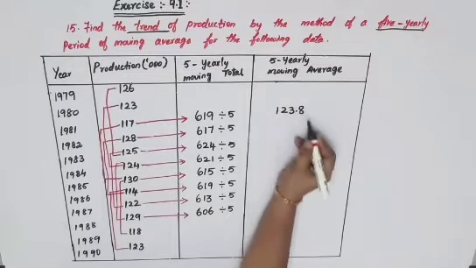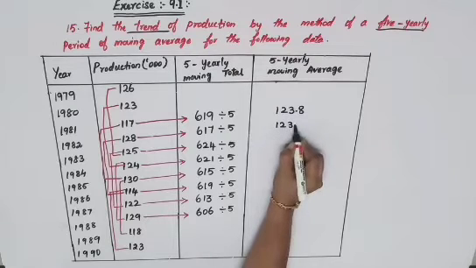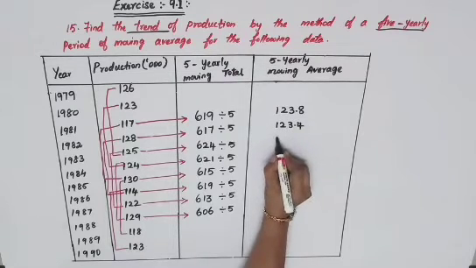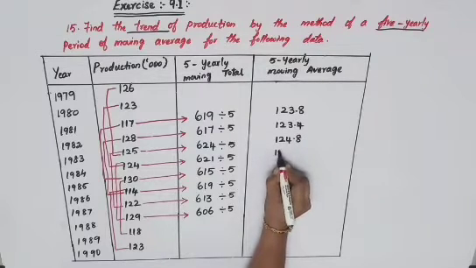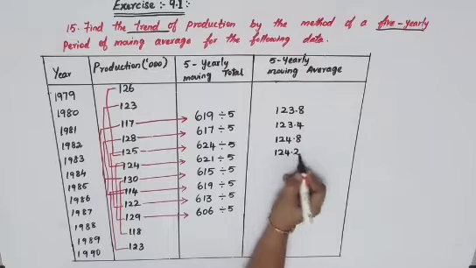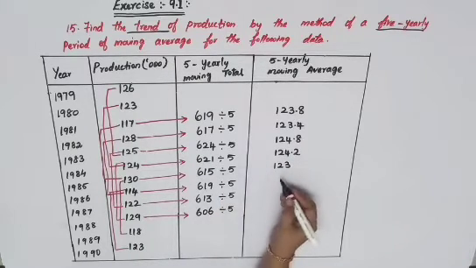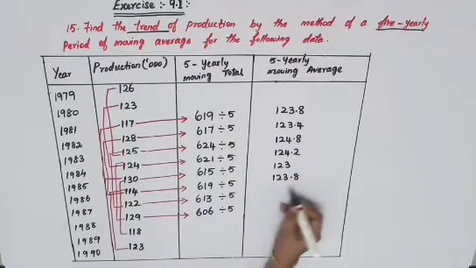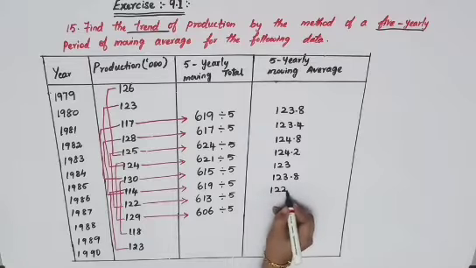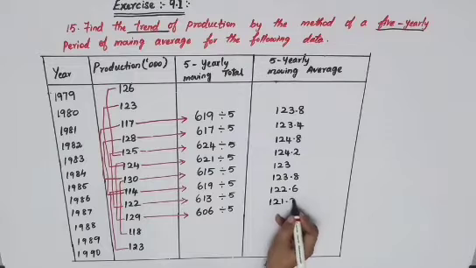123.8. You can use your calculator and check it. Okay. And the next one is 123.4. And your next is 124.8. Your next one is 124.2. And your next value will be 123. Each number you will have to divide it by 5. Okay. So the next answer is 123.8. Your next one is 122.6. Your last is 121.2. So this is your 5 yearly moving average.